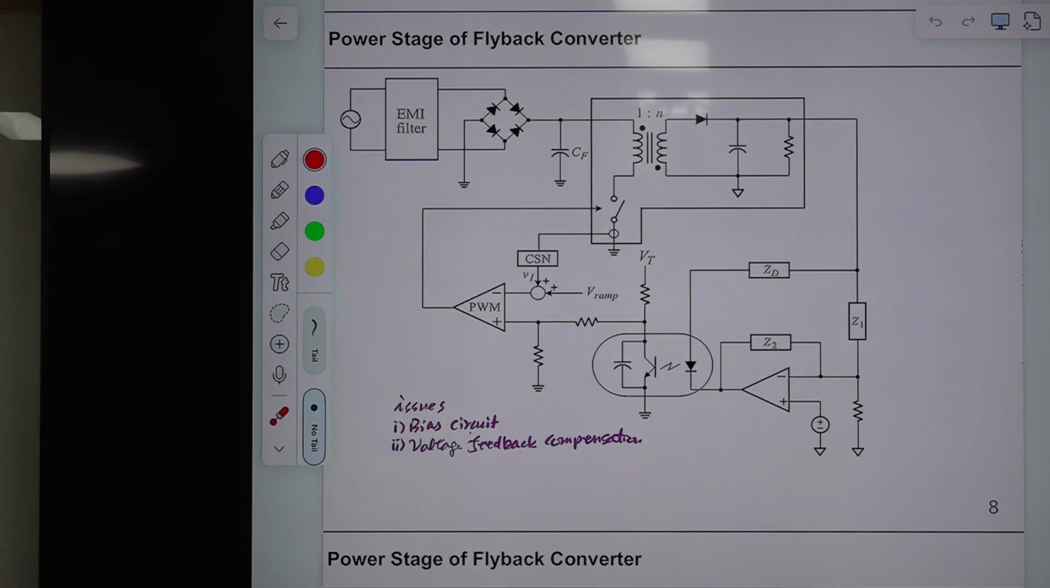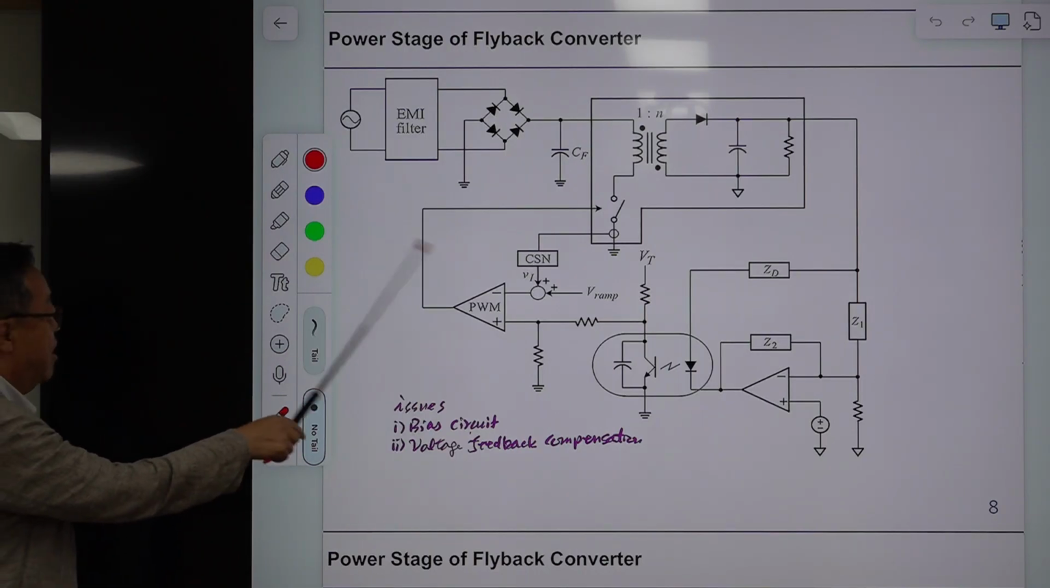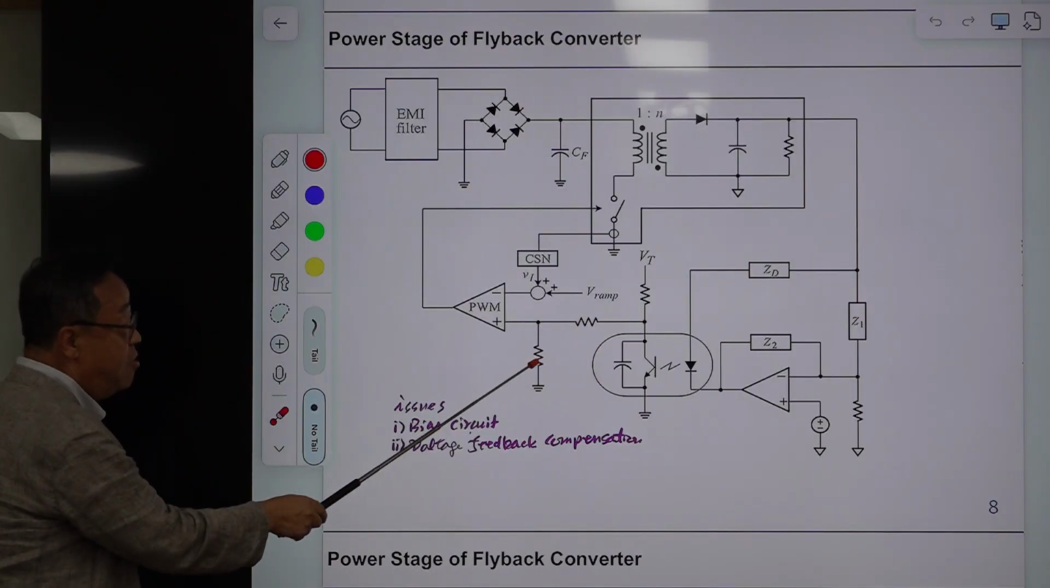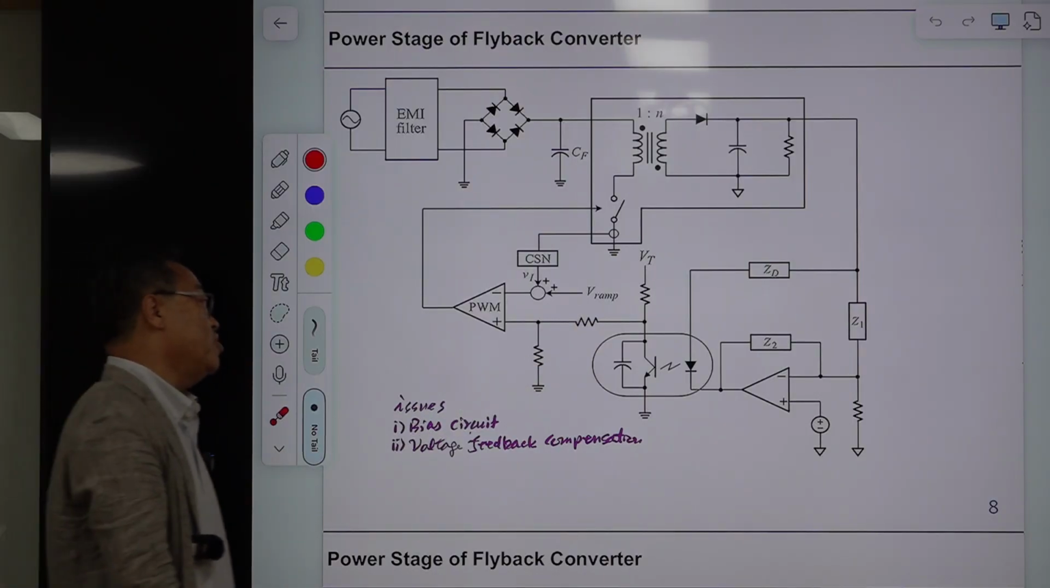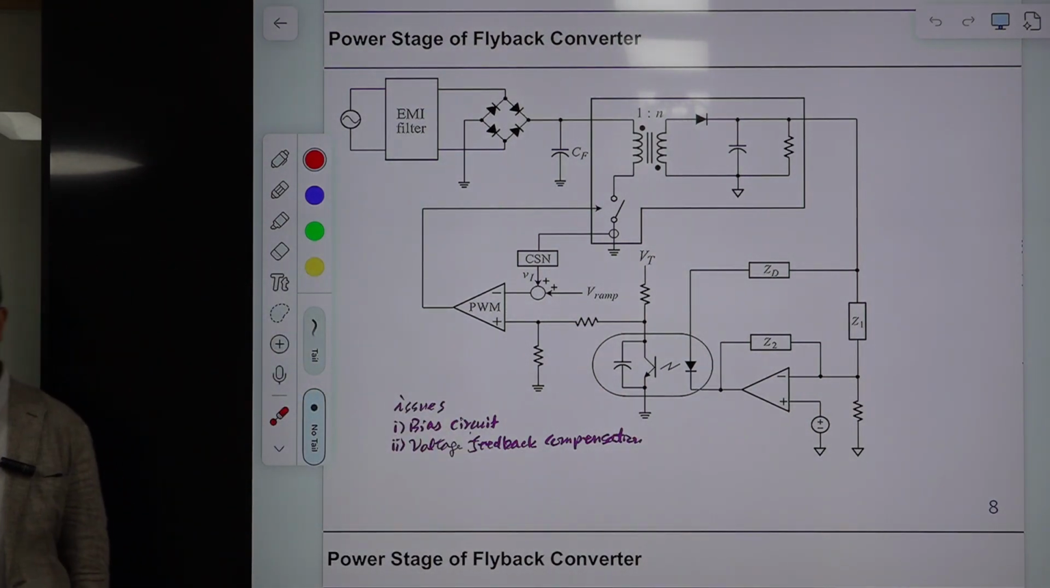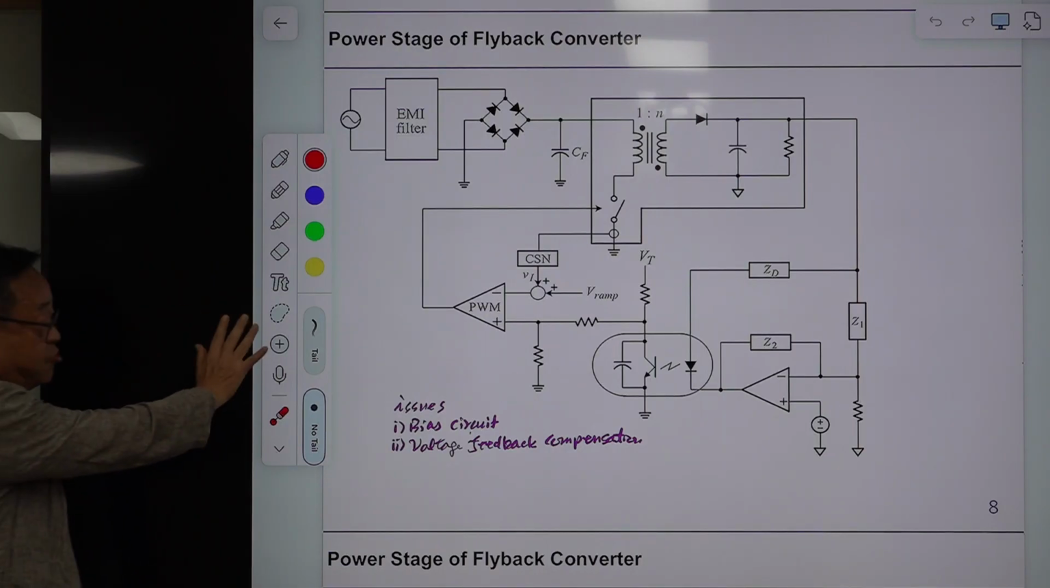So there are two main issues. First, you need to understand the bias circuit, the PWM waveforms and the bias circuit of this structure. And also you need to understand the voltage feedback circuit and its transfer function. Maybe that will be new for some of you. And this structure is very standard. This is a very popular structure, and usually they are using this.